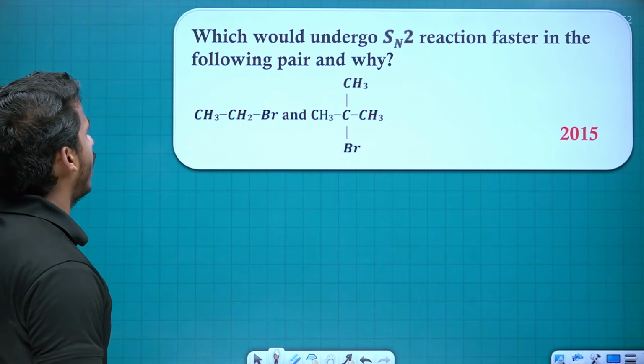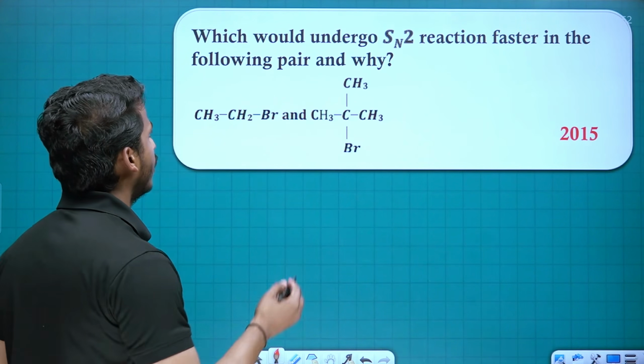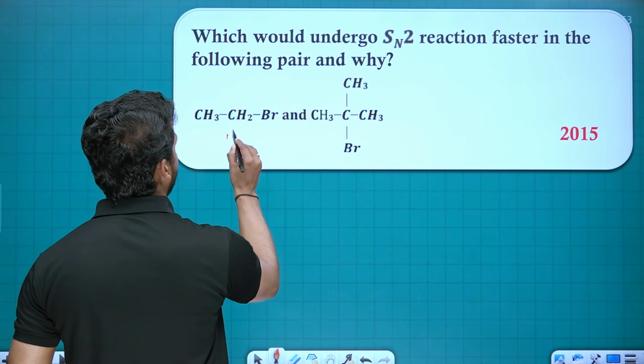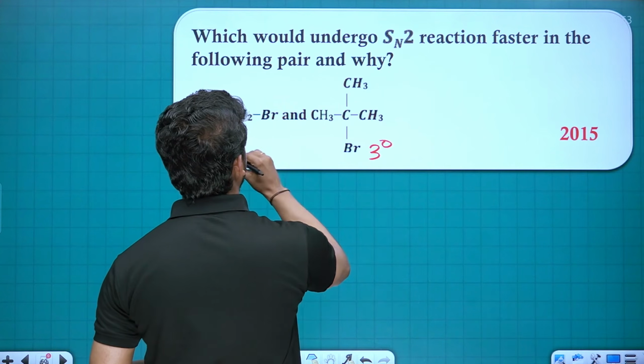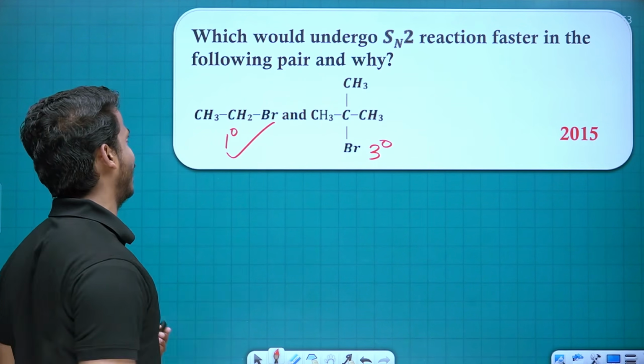Again 2015, a simple question. Next, which would undergo SN2 reaction faster? I think it's a repeated type of question. 2015. Which will undergo SN2 reaction faster in the following? You know, this is a primary haloalkane. This is a tertiary haloalkane. Primary undergoes SN2 faster because of less steric hindrance.